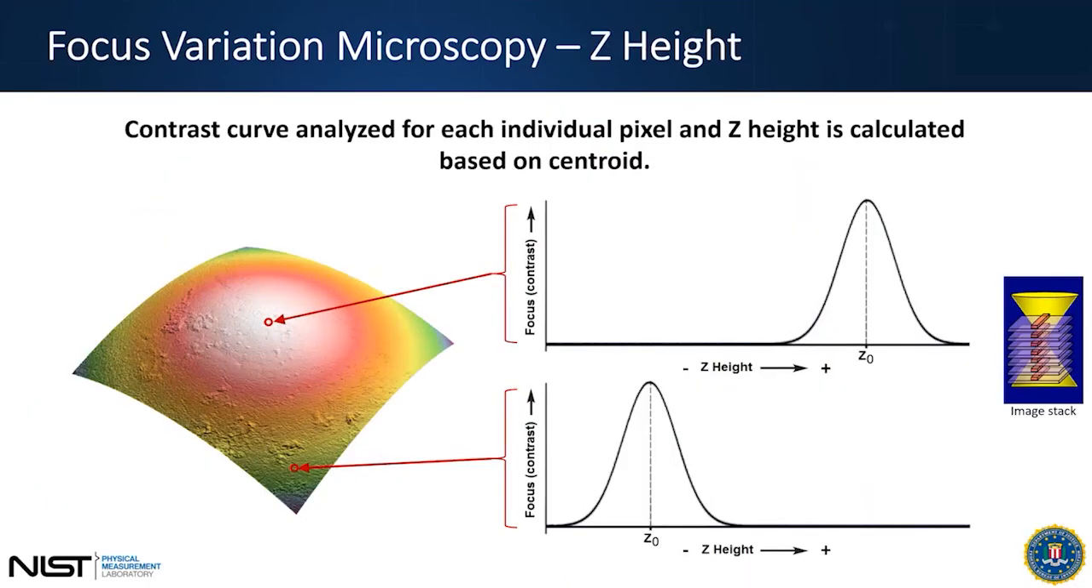So now you're looking at the best contrast instead of best intensity like we were on the confocal side. But the concept remains the same. At a high point, you should see the best contrast at a higher Z height. And at the lower point, you should see the best contrast at a lower Z height.